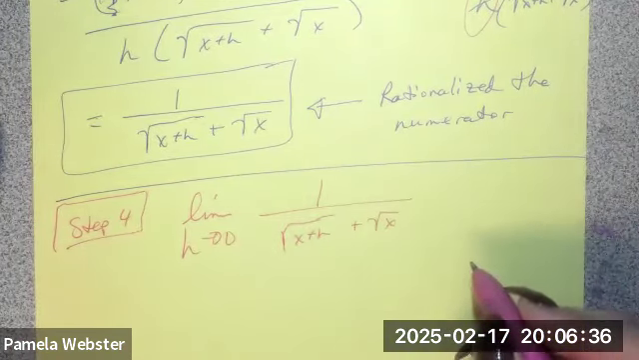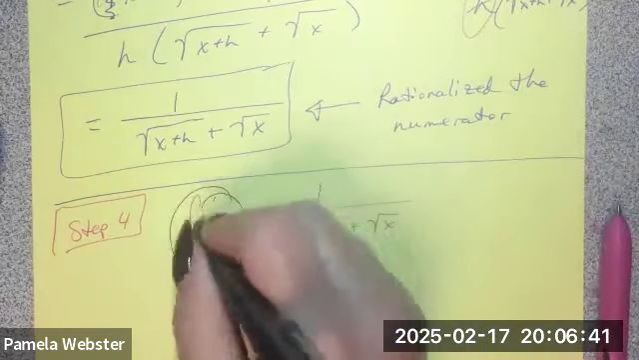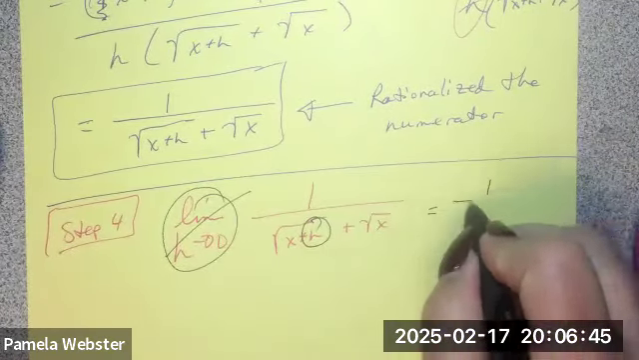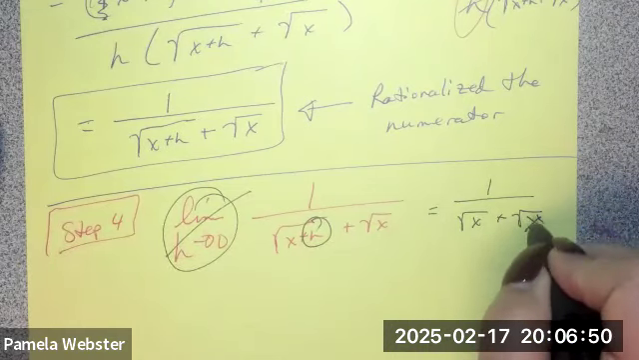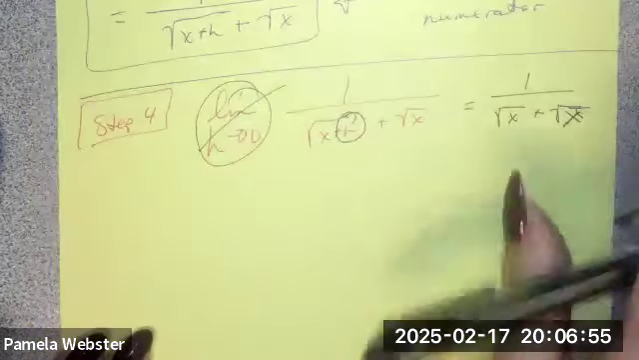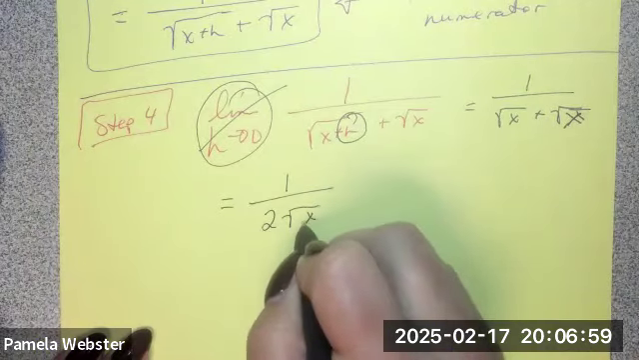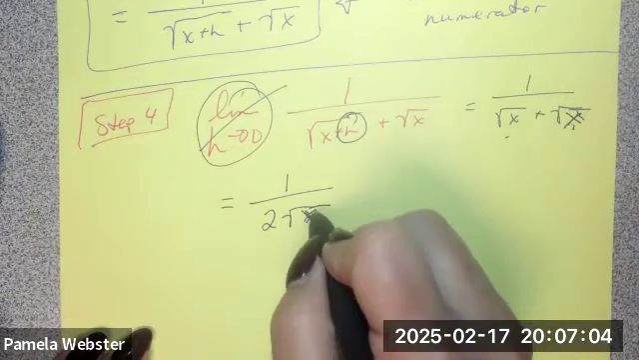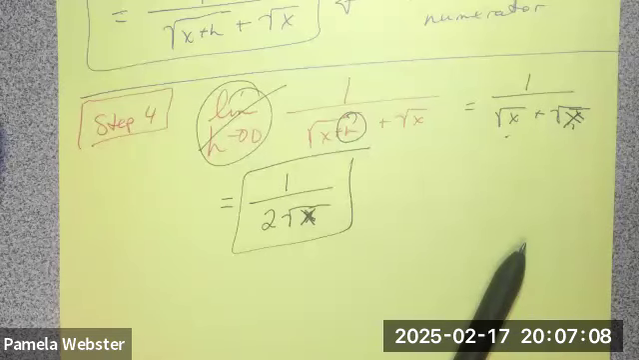Okay. And it's not gorgeous, but it's not bad either. This guy's going to go away. This guy's going to be a 0. I end up with 1 over the square root of x plus the square root of x. Hey, can we do something with that? Combine like terms. That's what I hear in my head. Yep, I got 1 square root of x, 2 square root of x's, right? So this is 1 over 2 square roots of x.